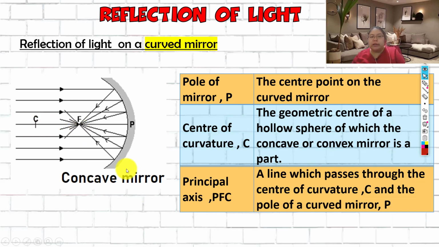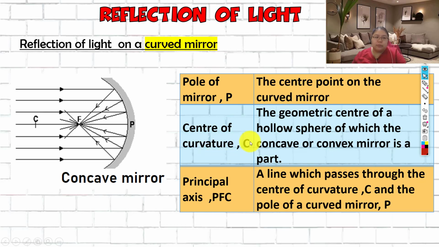We go through the concave mirror. The first one you see is P. P is the center of the concave mirror, so we can call this the pole of the mirror. That's the center point of the curved mirror.